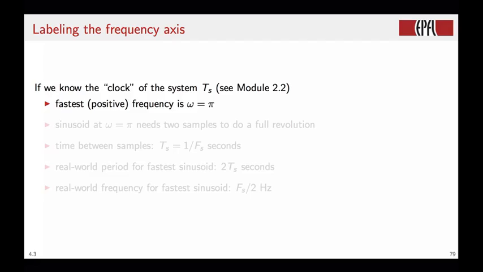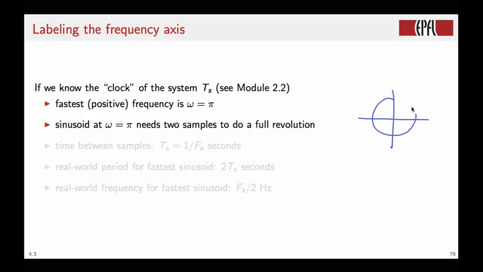Now if we have a value for Ts, which is determined by the experimental setup, we can reason like so. The fastest positive frequency in a digital signal is omega equal to pi. So a sinusoid at that frequency needs 2 samples to do a full revolution. Remember the unit circle. Something that moves at a speed of pi will be here at instant n, here at n plus 1, here at n plus 2. So 2 samples to complete the full revolution.